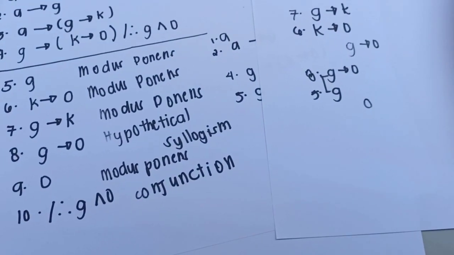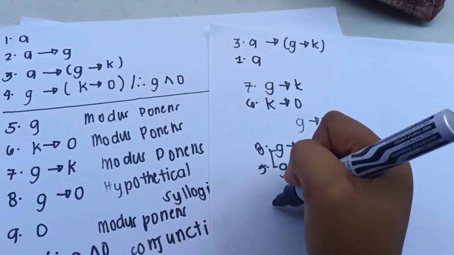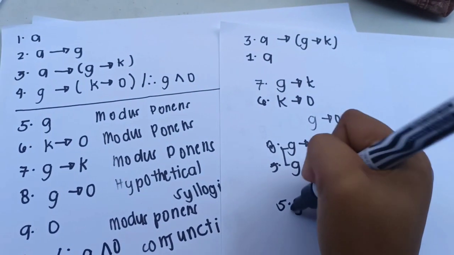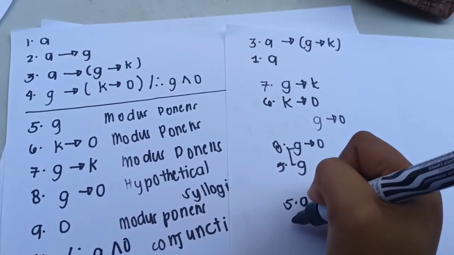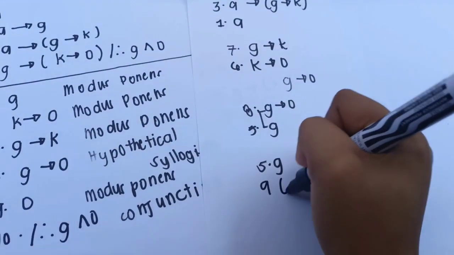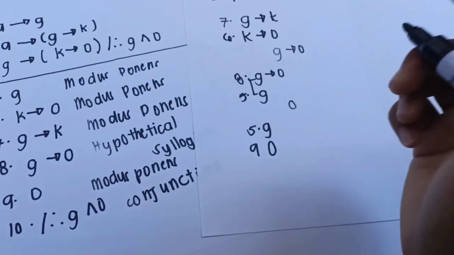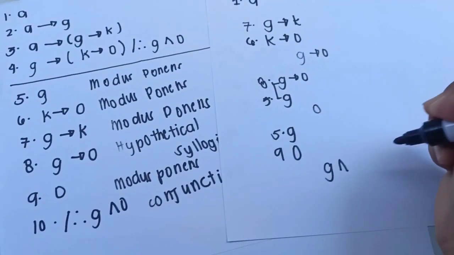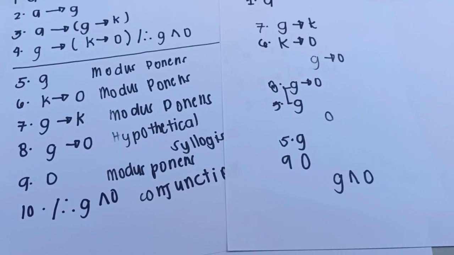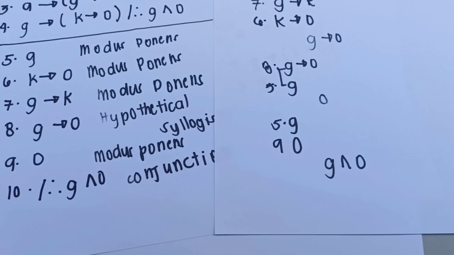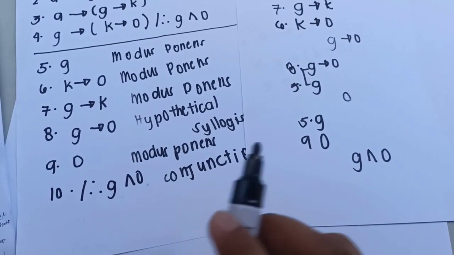Number 10 naman is, the rule we use here is conjunction. So, paano naging conjunction naman yung number 10? So, if we combine number 5, which is G, and number 9, which is O, gagamit lang tayo ng symbol na AND, which is G and O. Kaya nakuha natin yung conjunction, or yung rule na ito is conjunction. So, therefore, G and O.